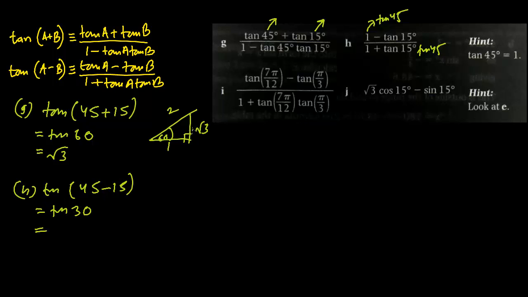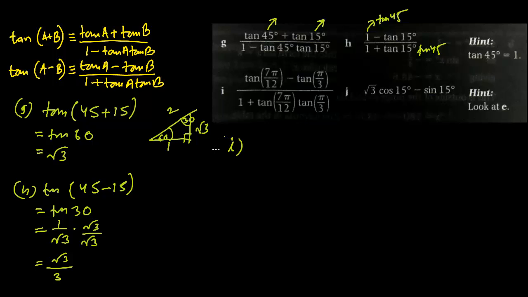Now again, from this right angle triangle, this is 60 and this is 30. So tan 30 degrees is going to be opposite by adjacent, 1 by square root of 3. You can either write it as 1 by square root of 3, or you can rationalize by multiplying upstairs and downstairs with square root of 3. 1 into square root of 3 is square root of 3. Square root of 3 into square root of 3 is 3. It can either be 1 by square root of 3 or square root of 3 by 3.